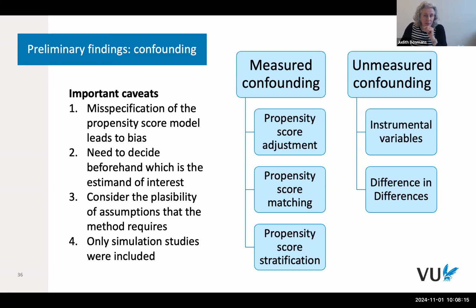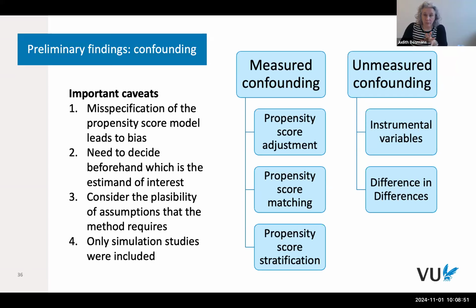And finally, it's important to consider the plausibility of the assumptions that the different methods require. So for example, for the difference in difference methods, it's very important that you have longitudinal data, and that there are also trends to be identified within the different treatment groups in the data that you have, because otherwise you cannot do the analysis. And in the scoping review, we describe lots of these assumptions in more detail.